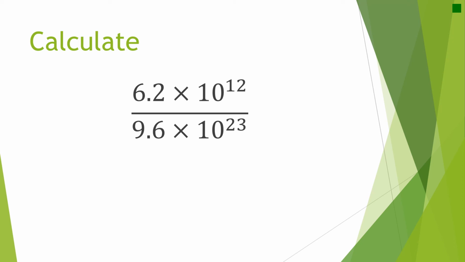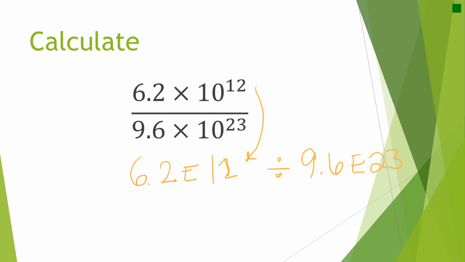And I'm wanting you guys to type this in, okay? So literally what I will put into my calculator is 6.2. I'm going to find that EE button. So I'm going to do E12. Whoops, that's what that translates to. Then I'm going to press the divide sign, okay? Because I want to divide these two numbers. Then I'm going to type in 9.6 E23. Okay, so everybody do that now. So 6.2 E12 divided by 9.6 E23.